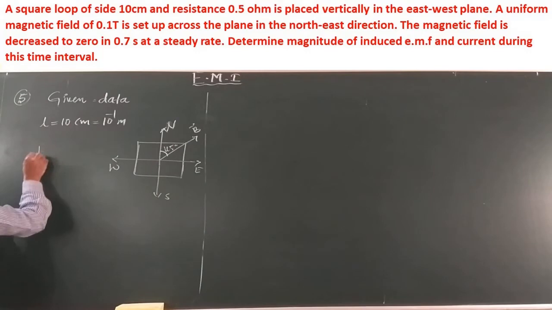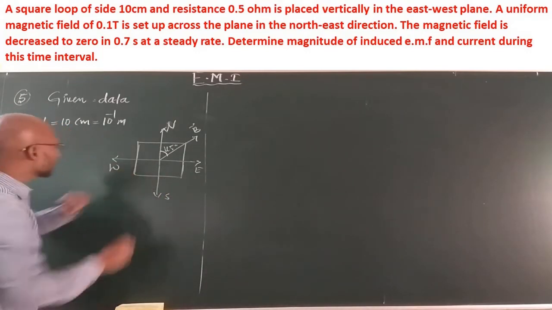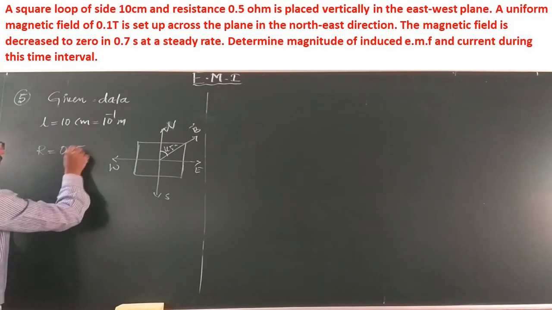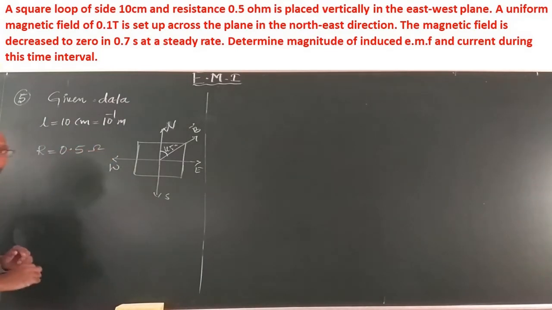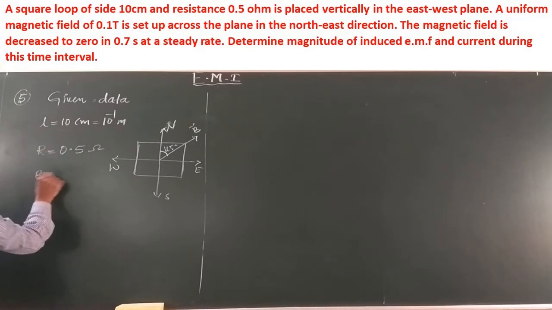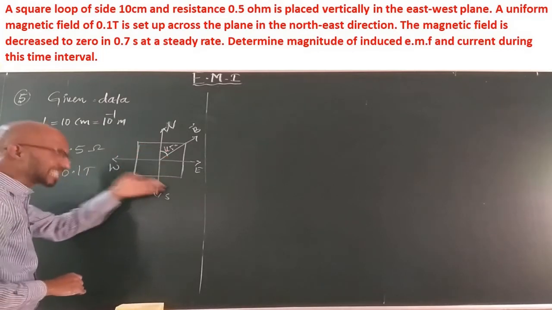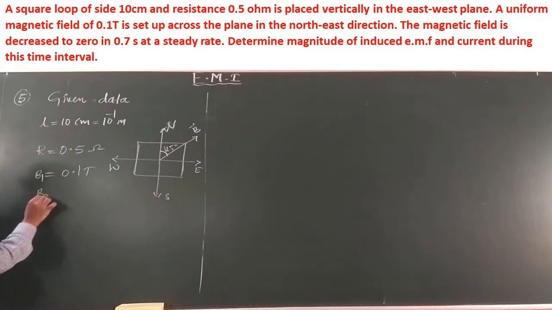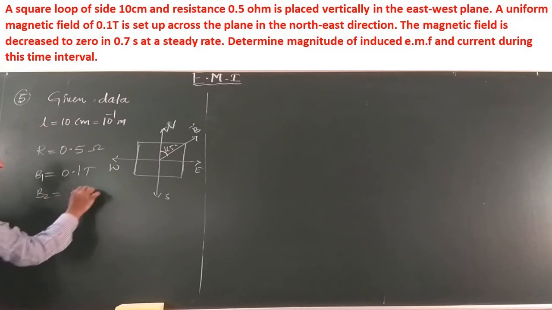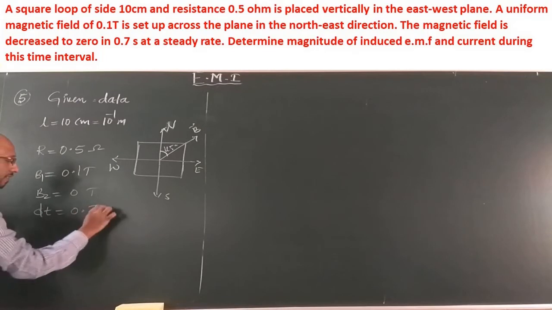Now here, what is given? One more thing: the resistance of the coil is given, that is 0.5 ohm, and next is the uniform magnetic field, let us say B1 is 0.1 Tesla. Now this magnetic field decreases to 0 steadily in a time of 0.7 second.